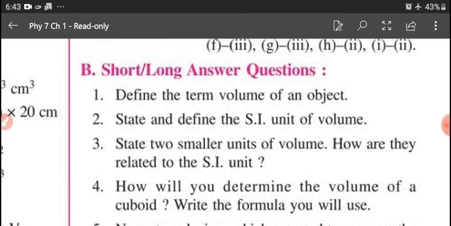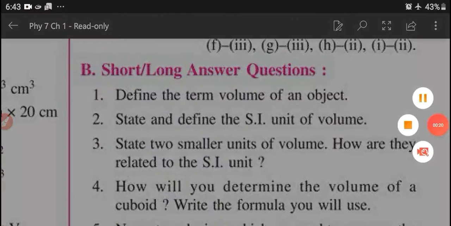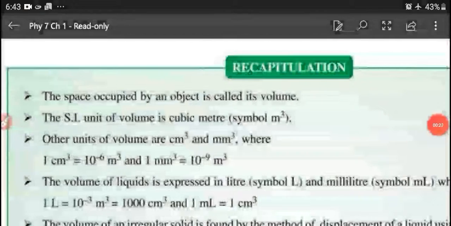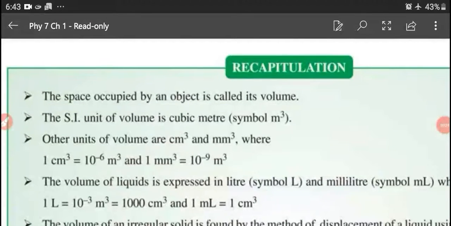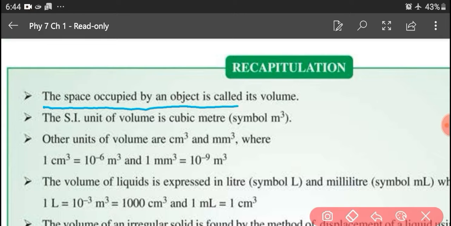From this part, our first question is, define the term volume of an object. The answer is in the recapitulation page. Please open the recapitulation page and underline the first point. The space occupied by an object is called its volume.